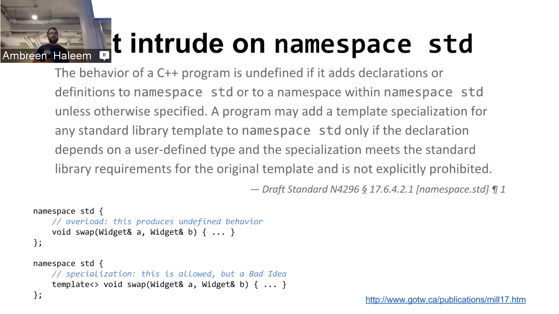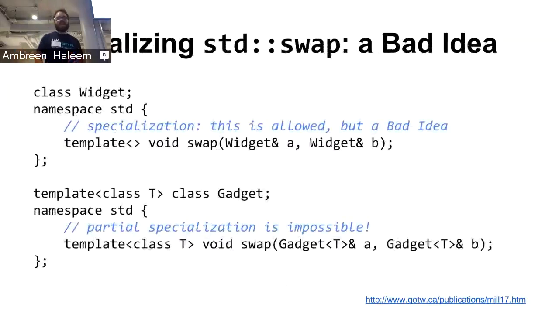So you can specialize it, but you're not allowed to add any declaration or definition to namespace std if it's not a template specialization. So overloading std::swap is right out. Do not do that. Specialization is allowed, but it's a bad idea. And the reason it's a bad idea is because it doesn't work for everything you might ever want to use it for. It works fine for class widget because we can specialize swap for widgets.